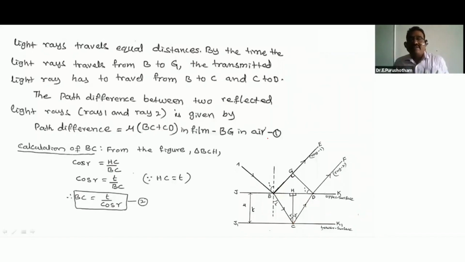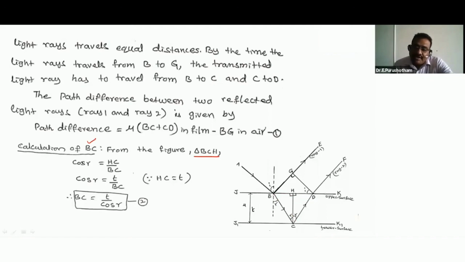The path difference between two reflected light rays, ray 1 and ray 2, is given by mu into BC plus CD in film minus BG in air. That is equation number 1. Now from the triangle, we are going to calculate the BC value. From the triangle BCH, I want cos R. Cos R is equal to the side BH.